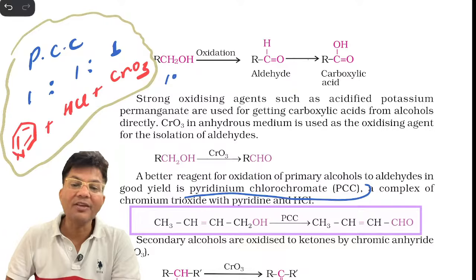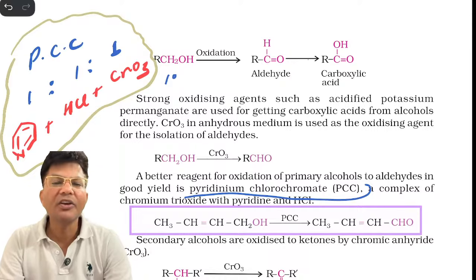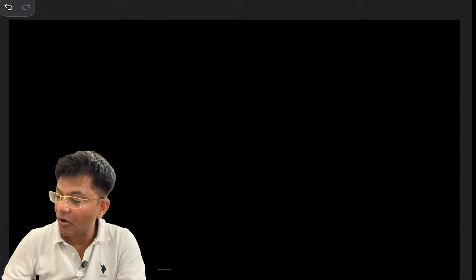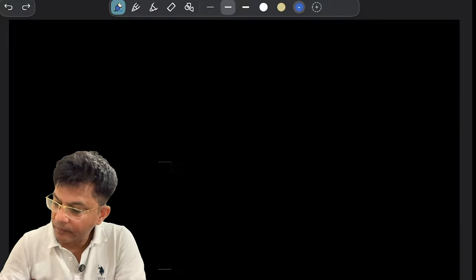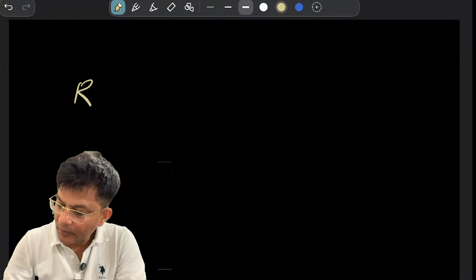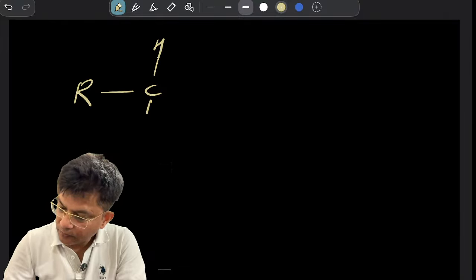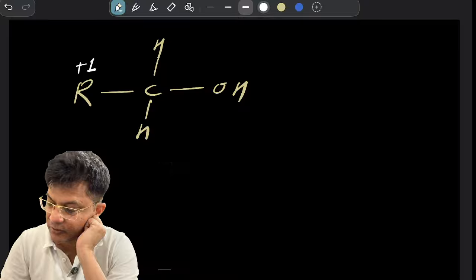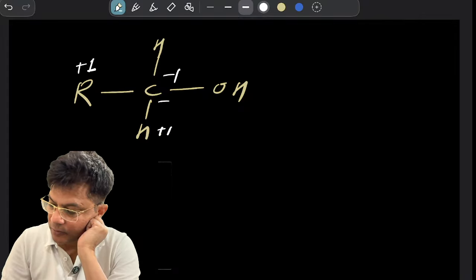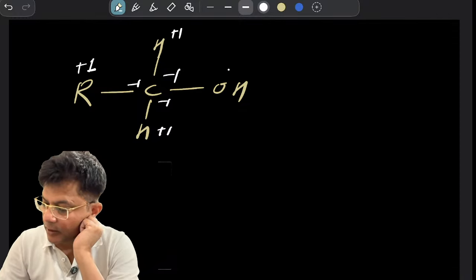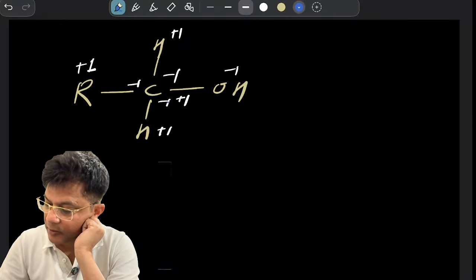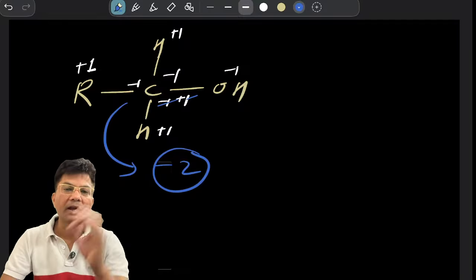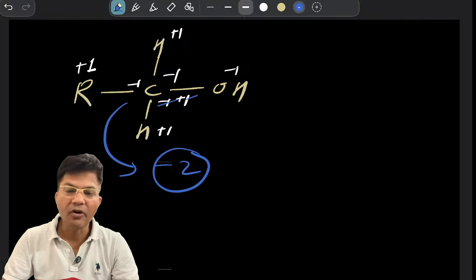Now how to find out that this reaction is an oxidation reaction? How will we know that this reaction is oxidation? To find that out, let's see. If I am having alcohol RCH2OH, if you see the oxidation state of carbon, this is electron donor, +1, so -1, +1, so -1, +1, so -1, and -1, so +1. +1 and -1 cancel out. Carbon's oxidation state is -2. In alcohol, what is the oxidation state of carbon? -2. Loss of electrons means the negative oxidation state will decrease.